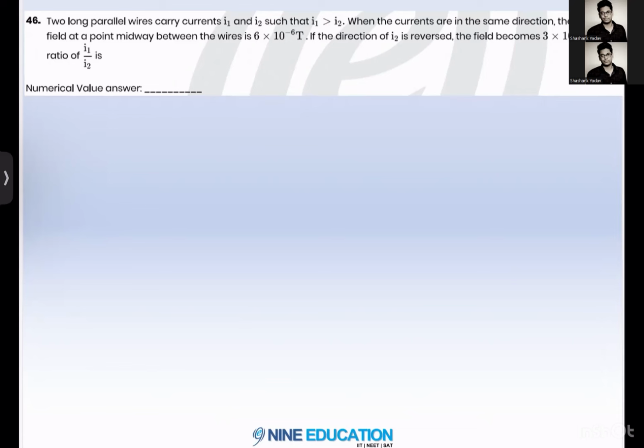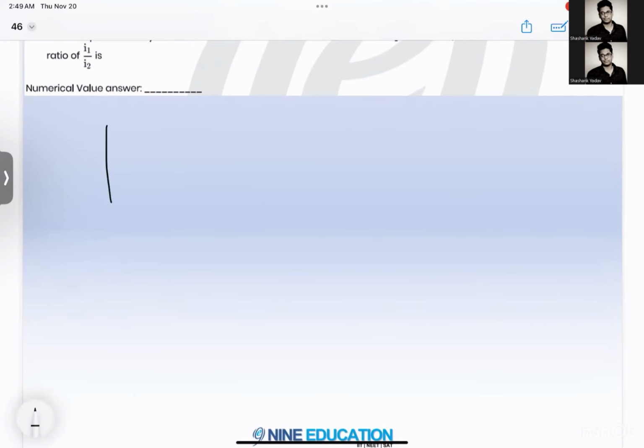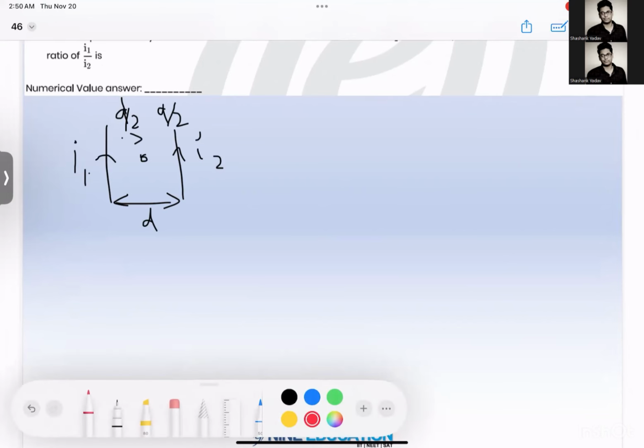In this question, two parallel wires which carry currents I1 and I2 are placed like this. Let's say the distance between them is d. Then exactly at the midpoint, where the distance is d by 2 from one wire and d by 2 from the other wire, the net magnetic field is going to be, due to this wire, the magnetic field into the plane, and due to the other wire, the magnetic field out of the plane.